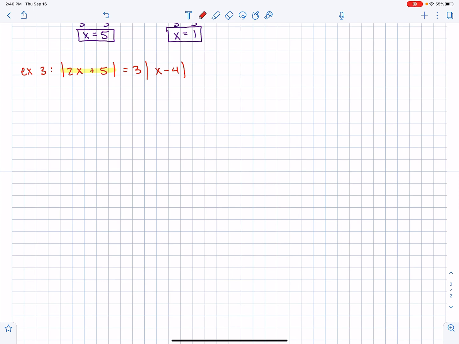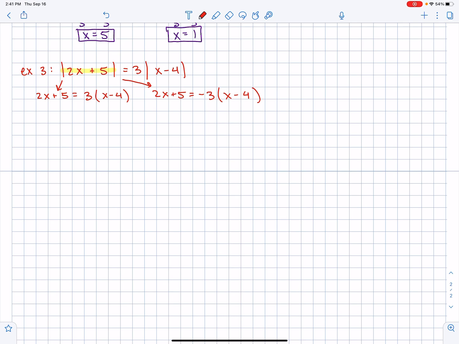So we're going to split up this equation, and we're going to have 2x plus 5 is equal to, now I'm also going to break down this guy because I'm going to make this the positive version, 3 times x minus 4. But then remember, you also have that other guy over here. So you're going to have 2x plus 5 is equal to, we're now going to make this side of our equation equal negative 3 times x minus 4. So once we break down those absolute value signs, we're going to make them into parentheses.